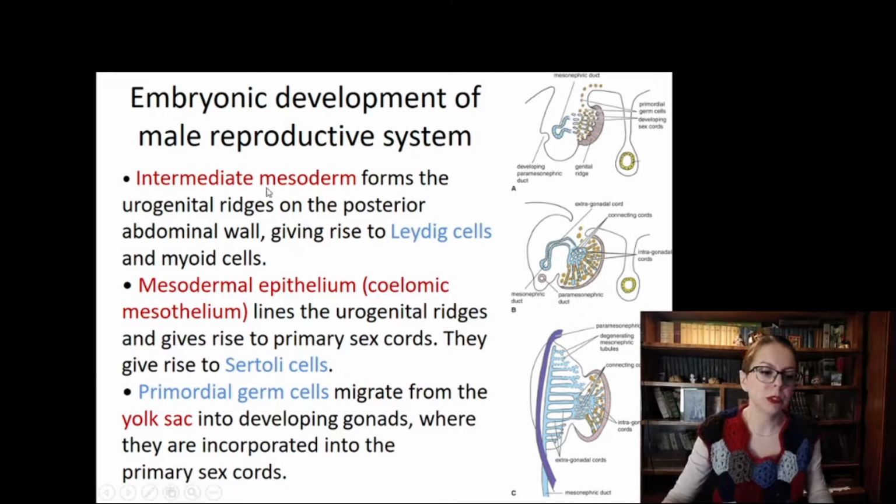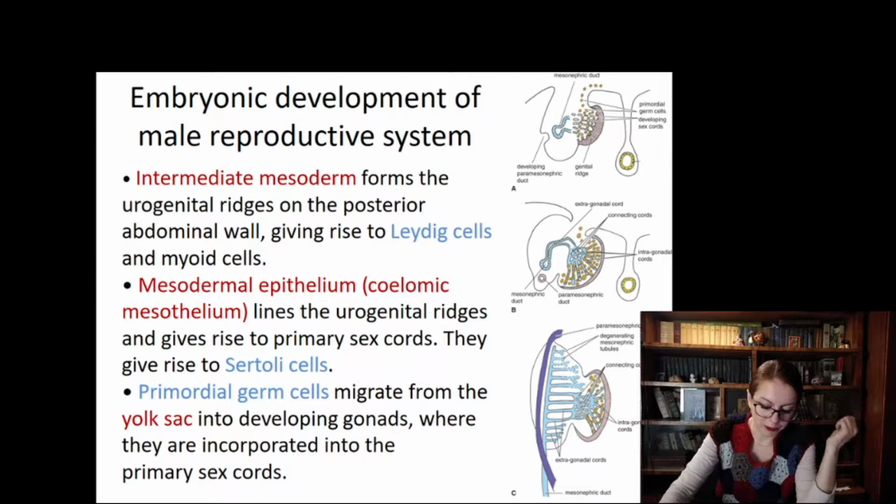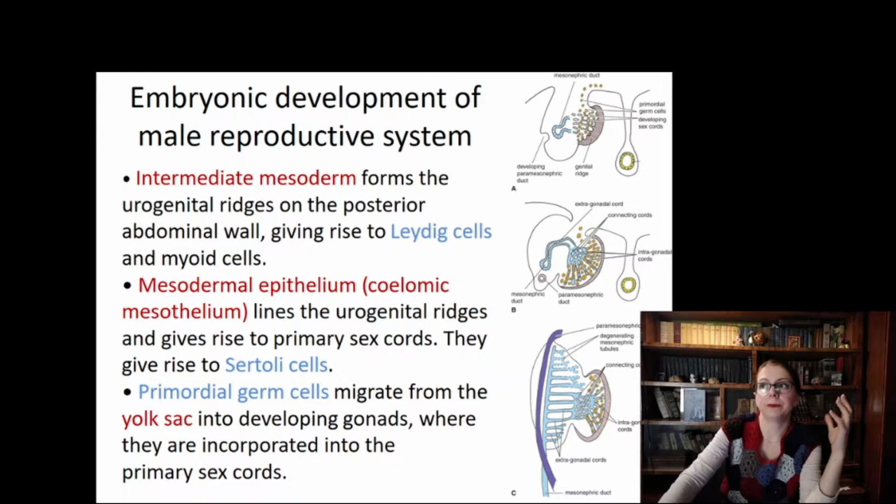First of all, it is written that intermediate mesoderm forms the urogenital ridges, and those ridges give rise to Leydig cells and myoid cells of the testis. So in the testis, we remember there is the system of the seminiferous tubules. Those seminiferous tubules are formed by invagination of the mesothelium covering those ridges. So it is very important to understand that the mesothelium covering the primitive gonads invades inside them and forms Sertoli cells.